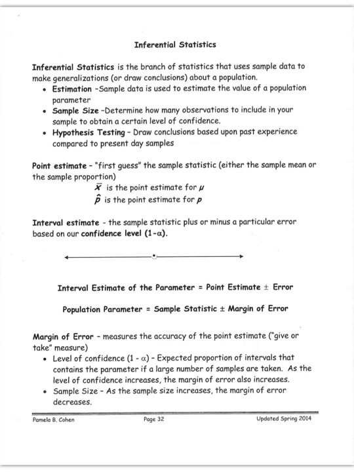And then sample size, that is the size of our sample that we have taken. That's how many observations. Sometimes we need to figure out how many we need to include in a sample to get a certain level of confidence. But sample size is how big our sample is. That's pretty straightforward. And we note a sample size with the letter n.